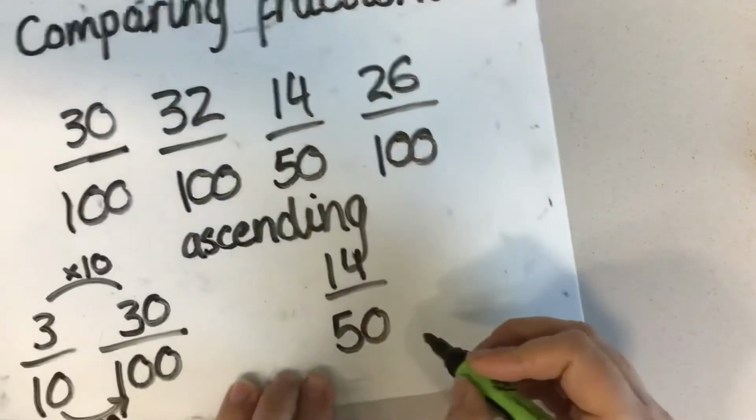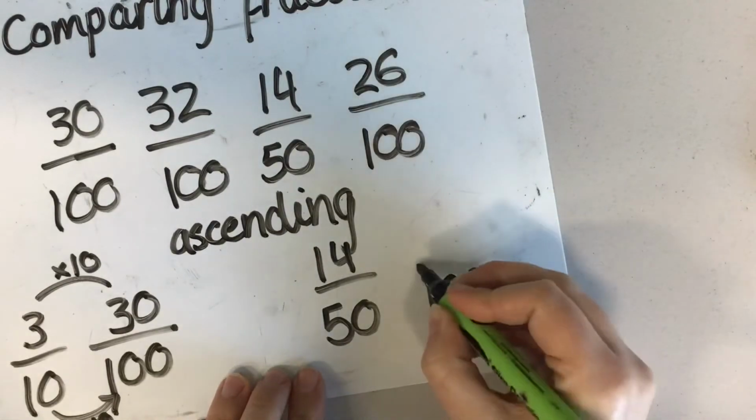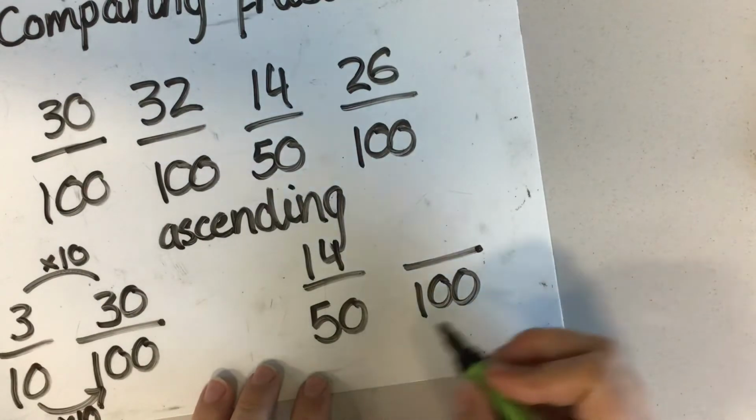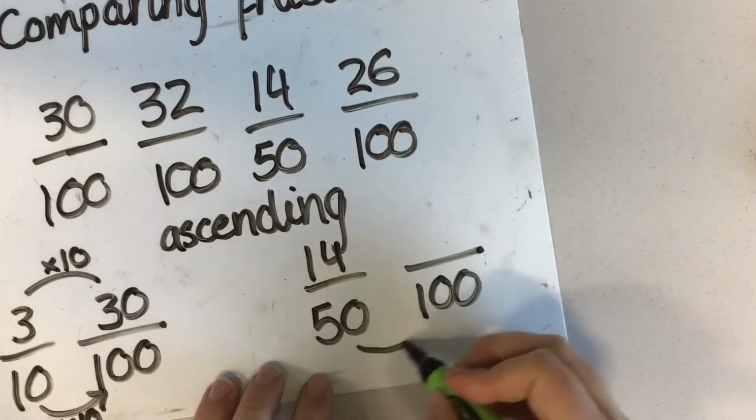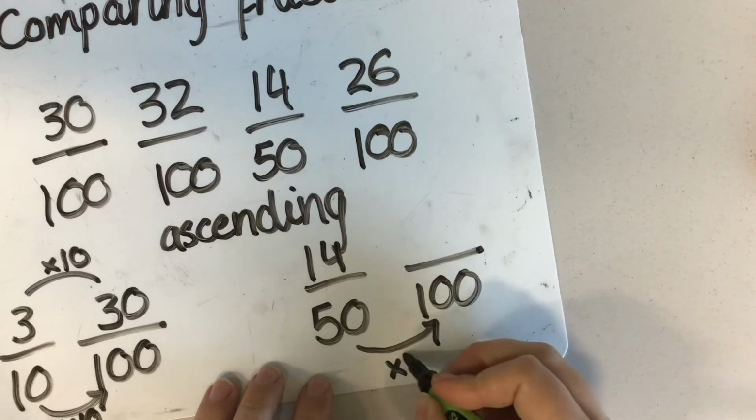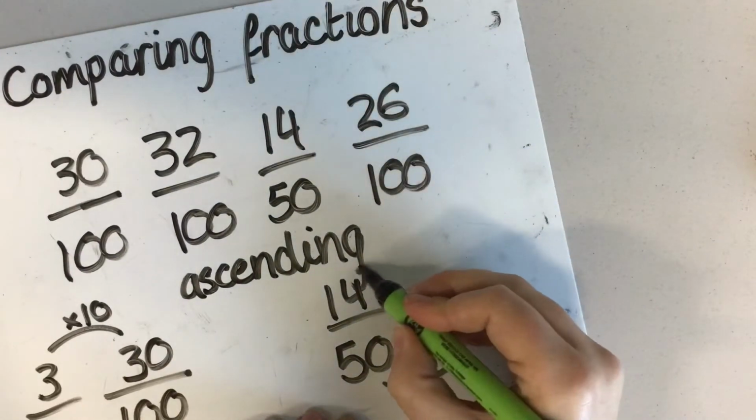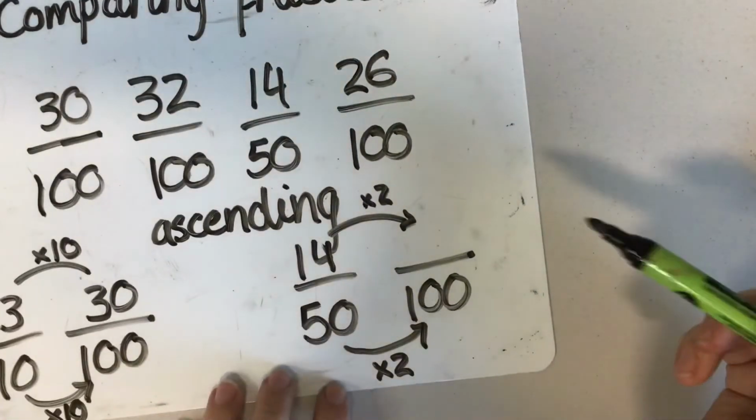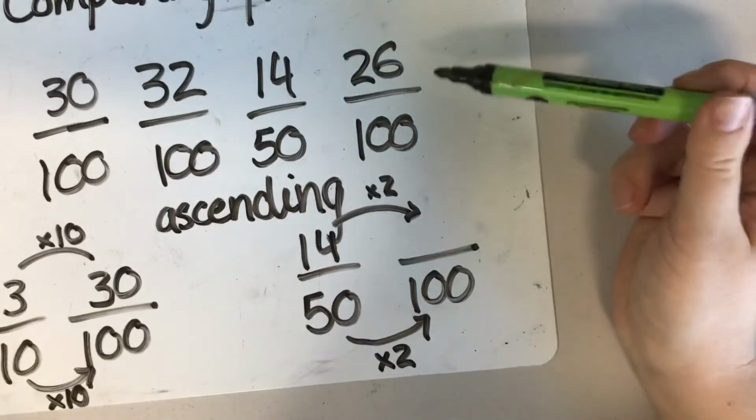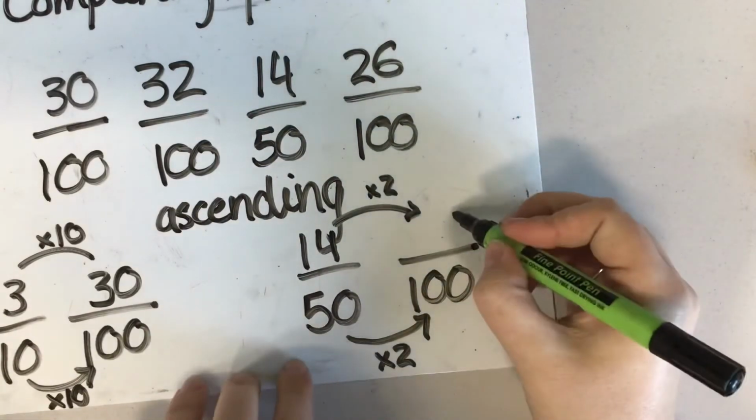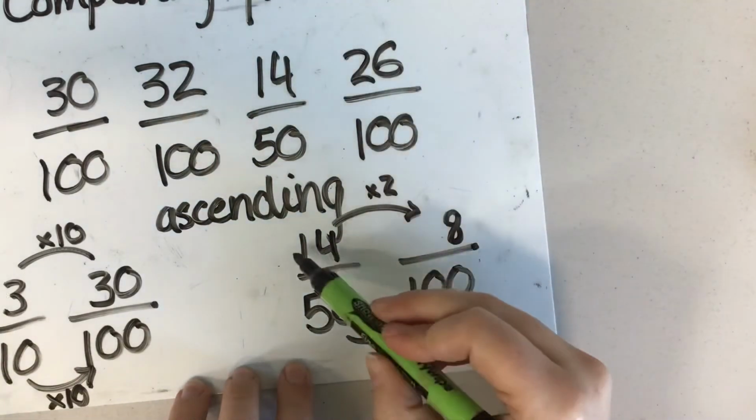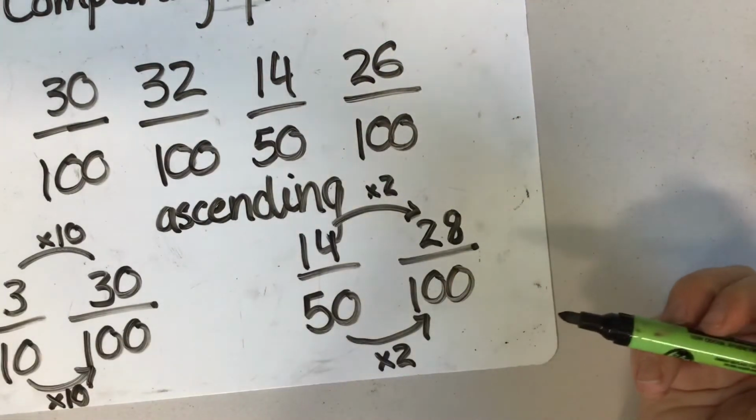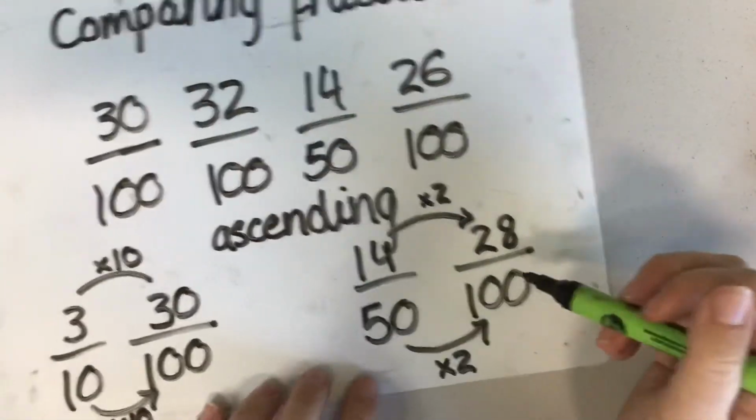14/50ths. Again, we want to put it into hundredths so we can compare them all directly with having the same denominator. So what do I need to do to 50? What do I need to multiply 50 by to get 100? And the answer is by 2. So I need to do the same to the top number. And I've got 14 multiplied by 2. I could do this partitioning. And I could think 4 times 2 is 8. So I'm going to put an 8 in my ones. And 1 times 2 is 2. Or 10 times 2 is going to be 20. So 14 times 2 is 28.